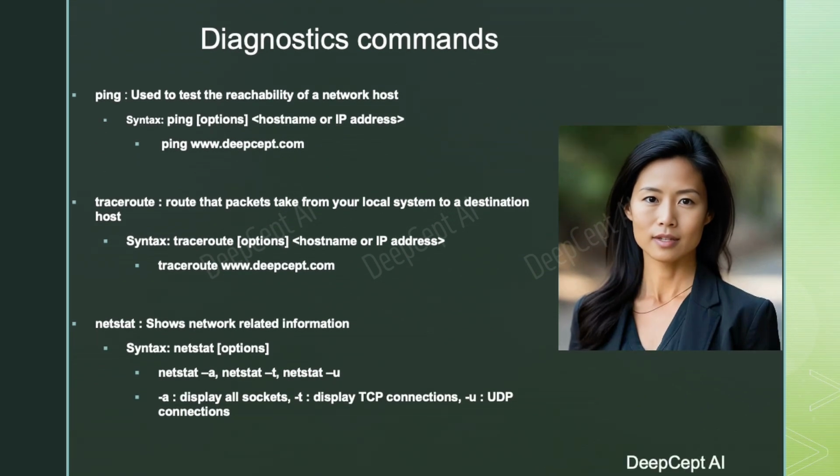The ping, traceroute, and netstat commands are essential tools for diagnosing and troubleshooting network-related issues in a Linux environment. They provide information about network connectivity, routing, and active network connections. The ping command is used to test the reachability of a host on an IP network. The traceroute command traces the route that packets take from your local system to a destination host. The netstat command displays various network-related information, such as active network connections, listening ports, routing tables, interface statistics, and more.